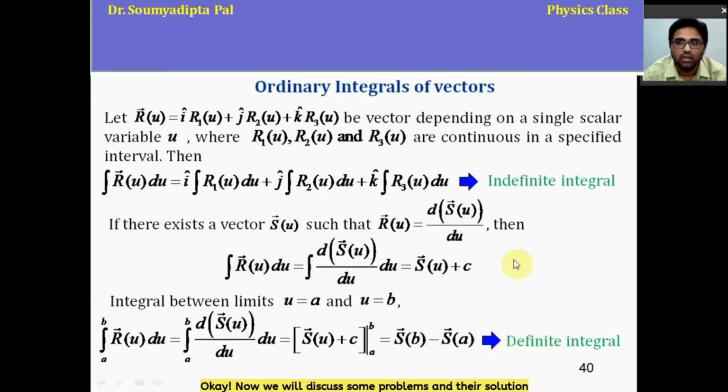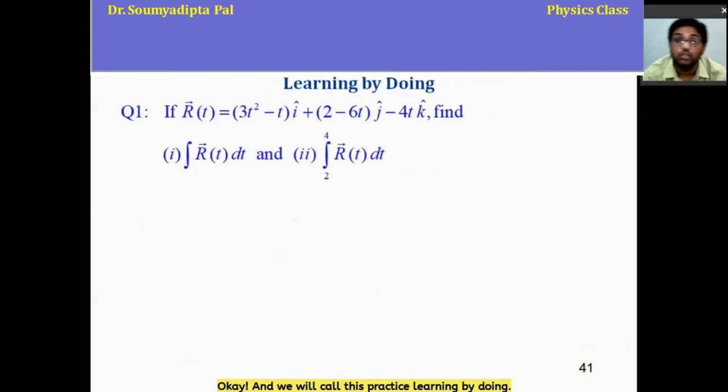Okay. Now we will discuss some problems and their solutions to understand how to perform ordinary integration of vectors. And we will call this practice learning by doing. Okay. So let's start with the first problem, and that is this: if R(t) is of this form, then we have to find out the integral of R(t) dt, this indefinite integral and this definite integral.